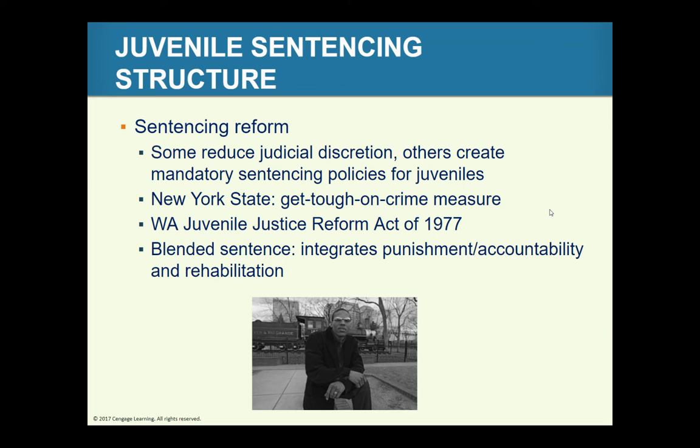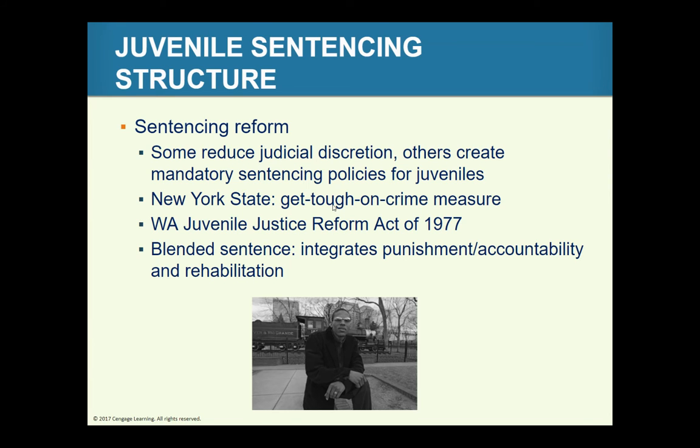Some big cases that are important to talk about: in March of 2005, the Supreme Court in Roper v. Simmons put an end to the practice of the death penalty for juveniles in the United States. The court ruled that the juvenile death penalty was in violation of the Eighth Amendment ban on cruel and unusual punishment. At least 366 juvenile offenders have been executed since 1642.